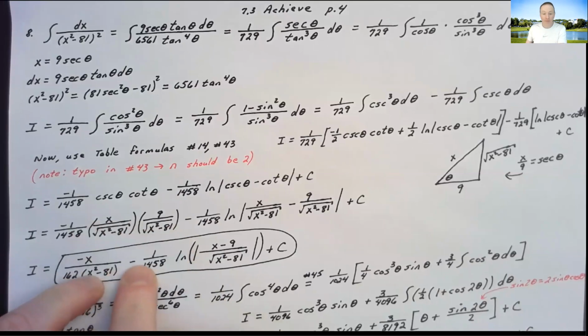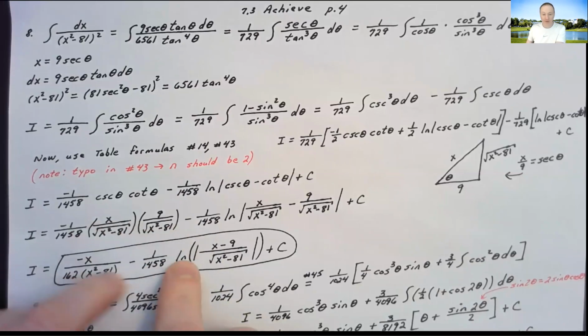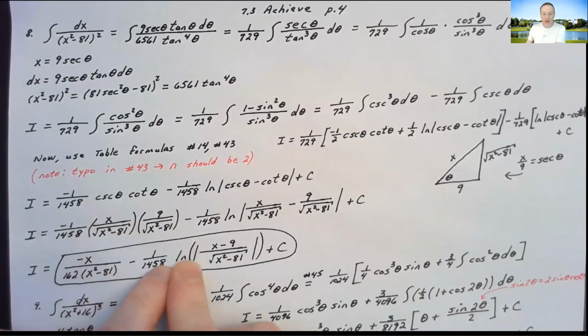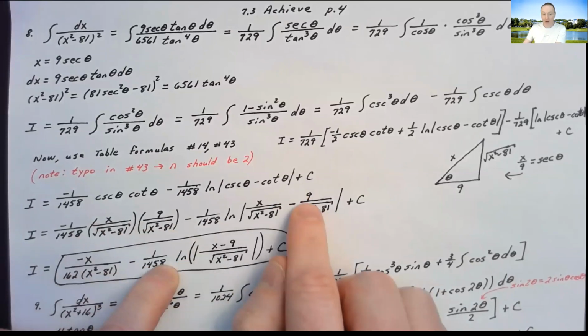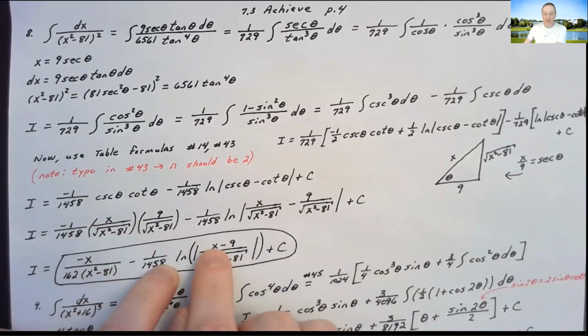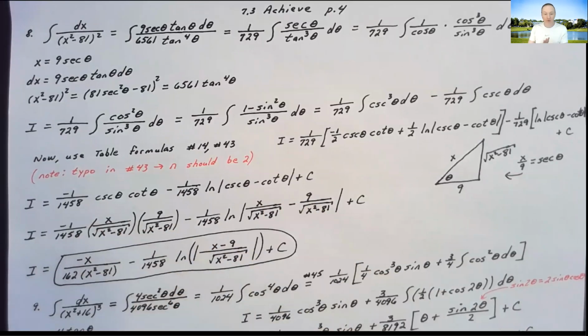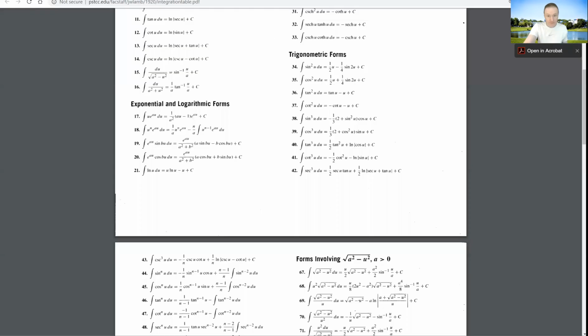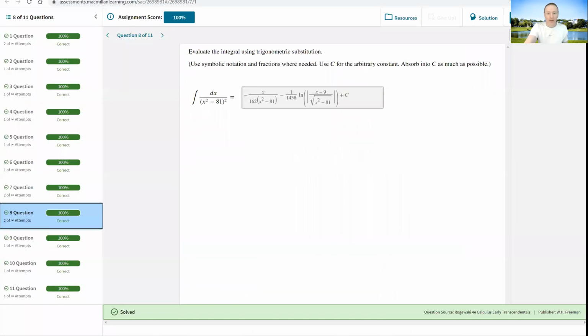Then I have minus 1 over 1458 times the natural log, and since I had a common denominator, I wrote it as one fraction: the absolute value of x minus 9 over that common denominator of x squared minus 81. Then we say plus a constant of integration, and you say, well, hey, that's a pretty cool problem. And if you're thinking that, you're thinking like me. And you'll notice Achieve liked it in that format right there.